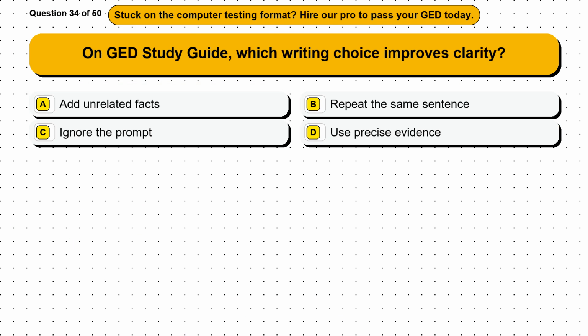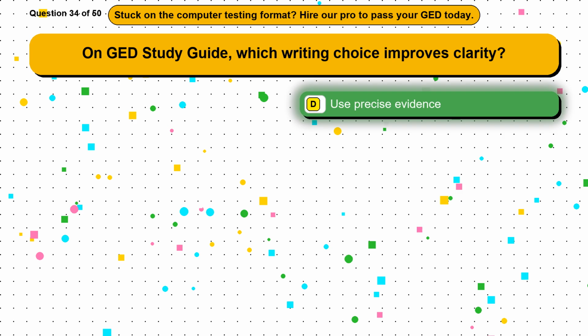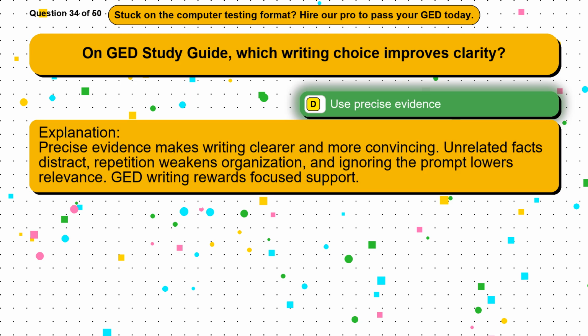Question 34. On GED Study Guide, which writing choice improves clarity? Option A, add unrelated facts. Option B, repeat the same sentence. Option C, ignore the prompt. Option D, use precise evidence. The correct answer is option D, use precise evidence. Precise evidence makes writing clearer and more convincing. Unrelated facts distract, repetition weakens organization, and ignoring the prompt lowers relevance. GED writing rewards focused support.